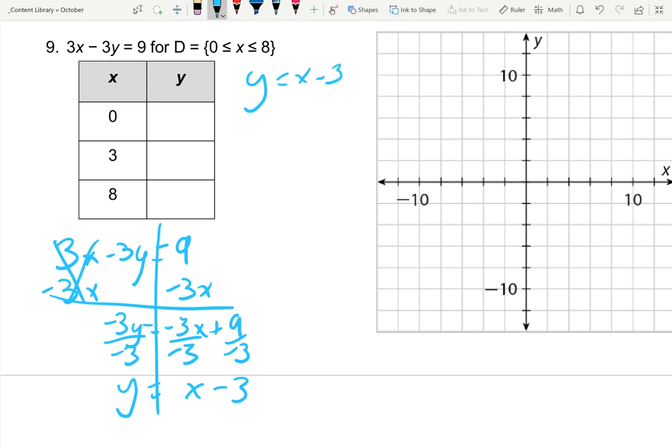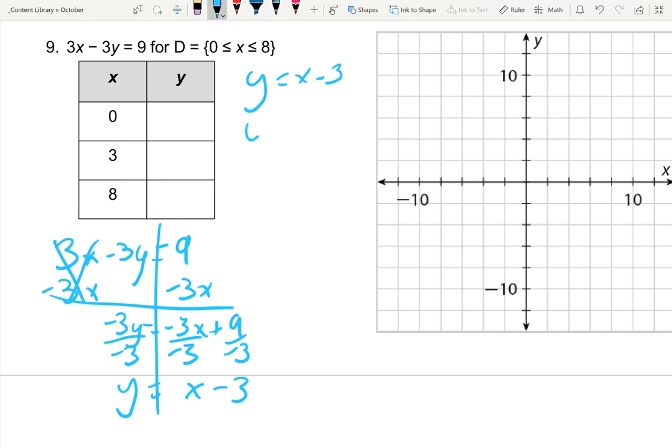Okay, so you'll notice that the domain was given to us as 0 to 8. So if these numbers weren't here, we would just plug in any numbers we want from 0 to 8. We can plug 0, 1, 2, 3, 4, 5, whatever. They've already picked 0, 3, and 8 for us to plug in, but keep in mind what our domain is, because that's going to affect what our graph looks like. But we'll go ahead and use the values that they gave us.